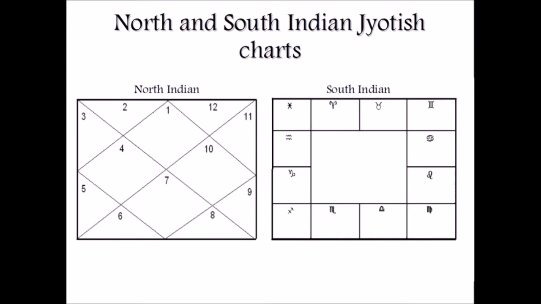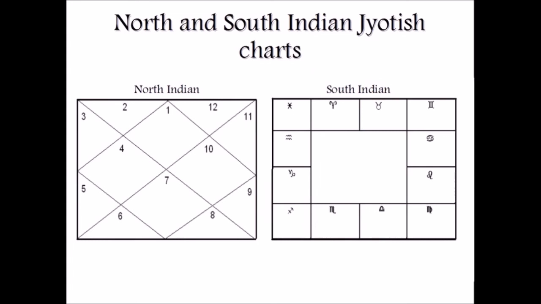Now, the way Vedic astrology draws charts is different to Western astrology. There are two major chart formats in Vedic astrology, the North Indian and the South Indian. I generally use the North Indian style. I prefer it. In some respects, it's a little bit more similar to the Western approach, because the first house remains in the same place all the time.